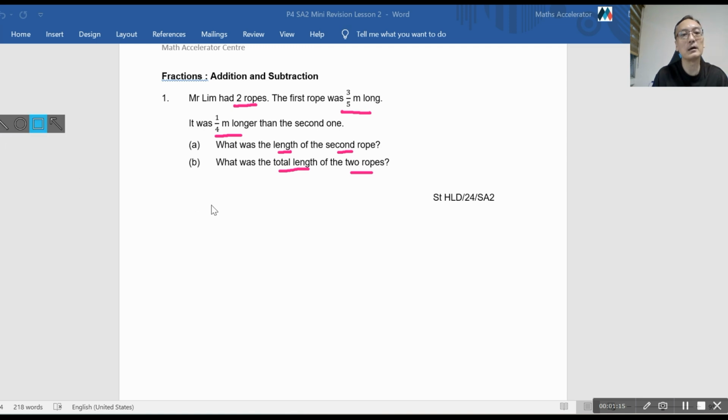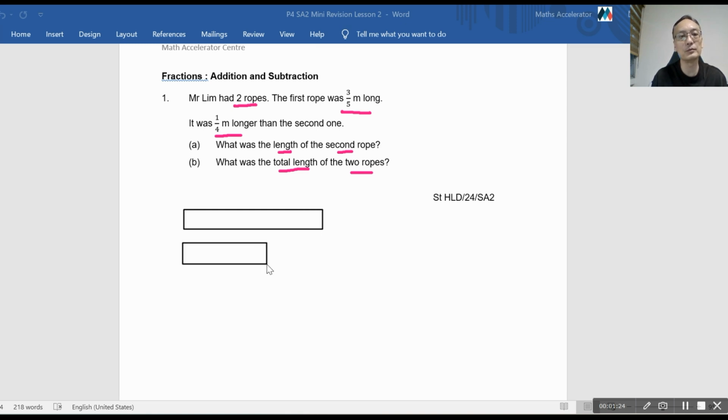Right, so first let's add some visualization. We know that the first rope is longer than the second rope, so this is the first rope, this is the second rope, so let's just write here first and second. So the difference here is 1/4 meter, and the length of the first rope is 3/5 meter. So part A, we need to find the length of the second rope, so let's just write second rope.